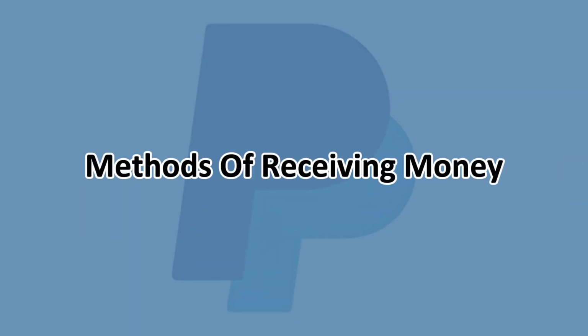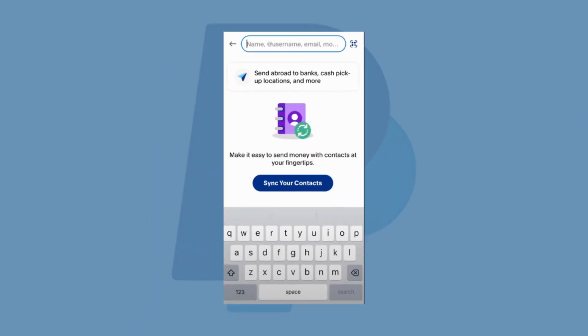Now there are some methods of receiving money. You have direct payments. This is when someone directly sends money to your PayPal account using your email address or mobile number, as we suggested earlier.